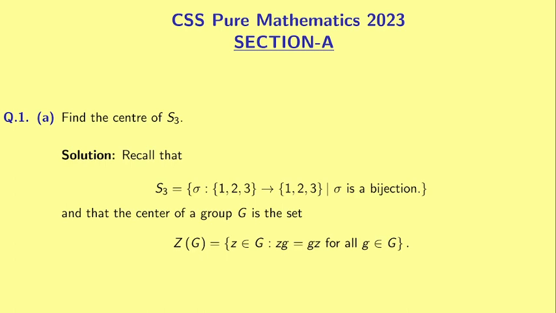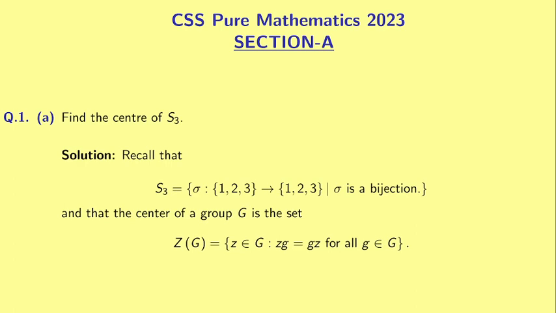As a set, S3 is the set of all bijections from the set whose elements are the numbers 1, 2, and 3 onto itself. So it's the set of all permutations of the numbers 1, 2, and 3. But in order to make it a group, we need to introduce an operation. And the operation we introduce in this set to make it a group is the operation of composition of mappings.